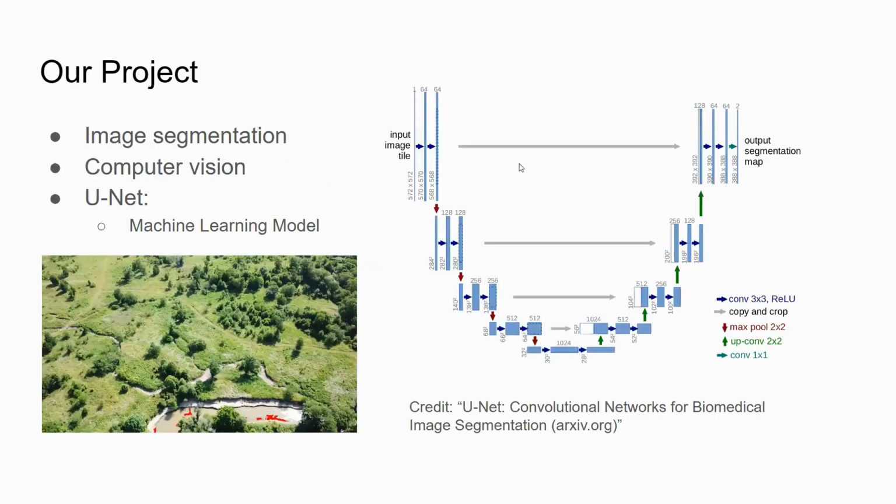So our project is a computer vision image segmentation application, which means given the original image, it'll make predictions and segment out the areas where the machine thinks there is debris. And the model that we trained on is called the UNet.